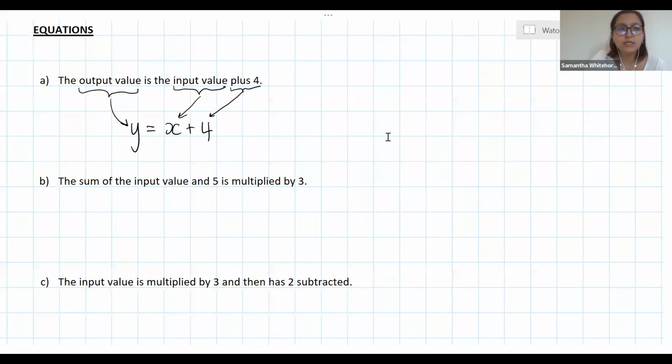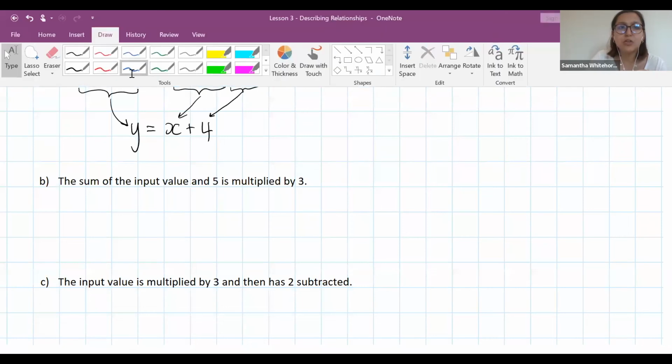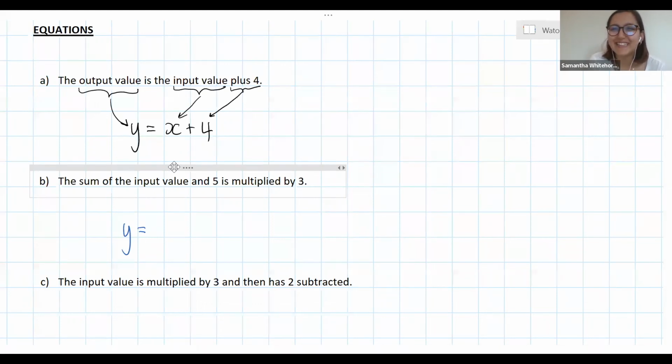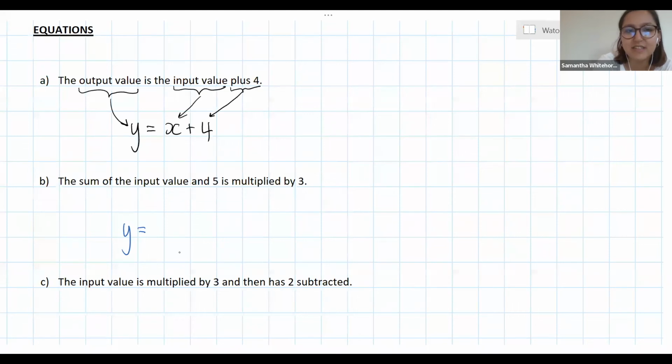Right, so the second one is saying the sum of the input value and 5 is multiplied by 3, and that will give us the output. So again, we want y equals something. Let's just read it again slowly. The sum of the input value and 5 is then multiplied by 3. Mokadi, do you want to give us a go? Yes, I would like to try, ma'am. I would say that y is equals to a positive sign 5x multiplied by 3.